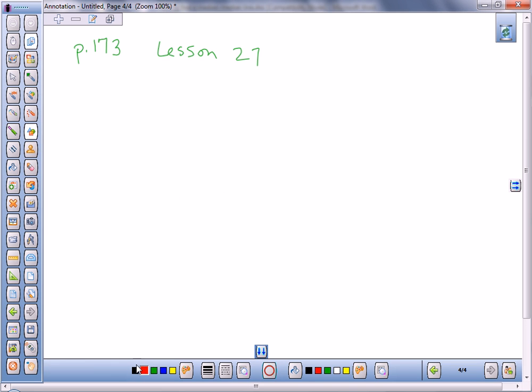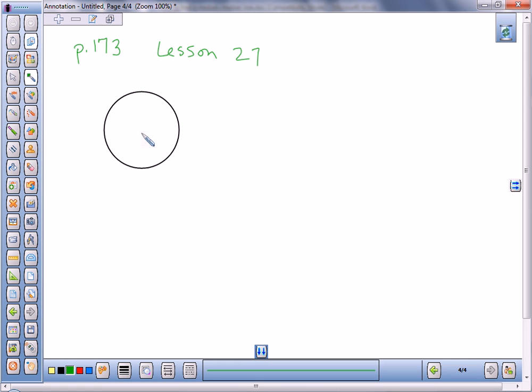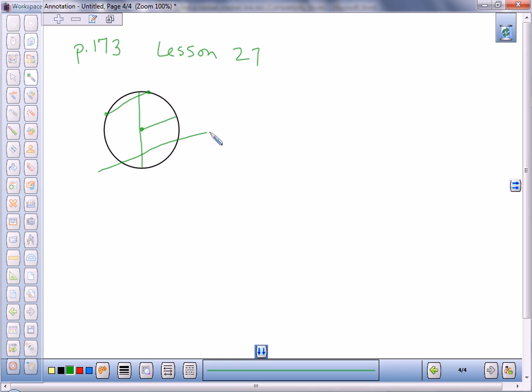All right, let's talk about our definitions of a circle. This is the center. This is a radius. This is a diameter. This is a chord. This is a secant. That is a tangent. Okay, then we had angles with a circle.